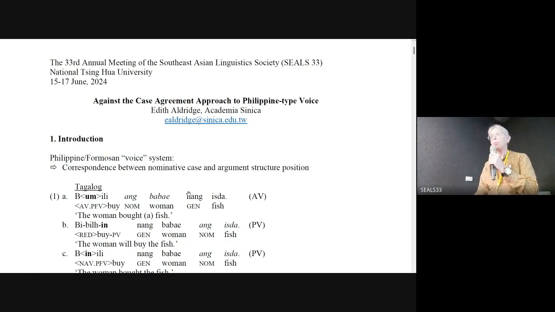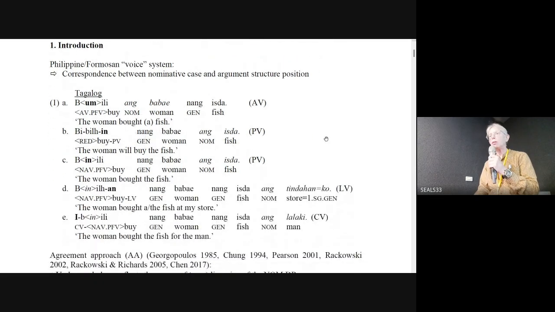I'm talking today about two formal syntactic approaches to what people call voice in Philippine and Formosan languages. And I really probably don't need to introduce voice to you guys. You've heard a lot about it already, but there are a couple things I want to draw your attention to. What we mean by the voice system in these languages is that affixes on the verb give us some indication as to which argument in the argument structure has nominative case. That's what they mean by voice.